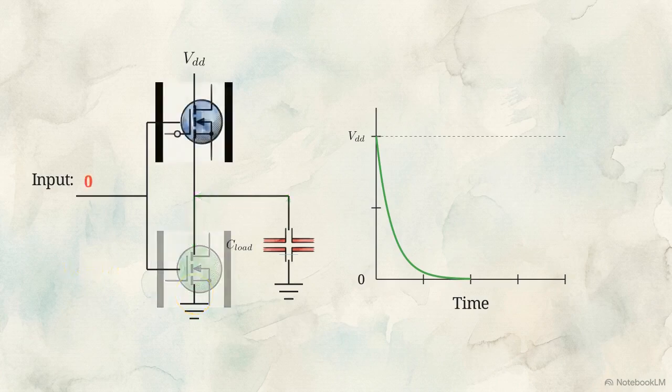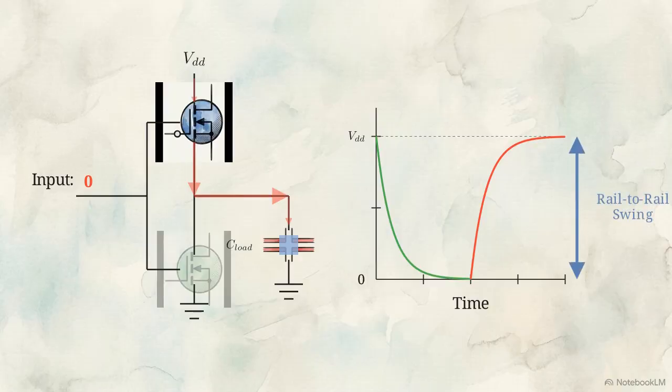When the input drops low, the PMOS network activates. This initiates the charging phase, pumping charge from the supply voltage into the capacitor. PMOS transistors are used for this pull-up operation because they can drive the output node to the full supply voltage, ensuring a rail-to-rail voltage swing.